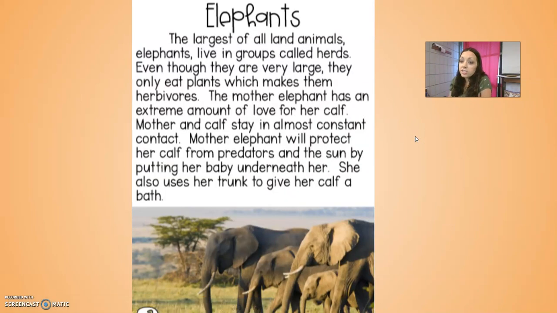Elephants. The largest of all land animals, elephants live in groups called herds. Even though they are very large, they only eat plants, which makes them herbivores. So they only are plant eaters. The mother elephant has an extreme amount of love for her calf. Mother and calf stay in almost constant contact, so they're always together. Mother elephant will protect her calf from predators and the sun by putting her baby underneath her. She also uses her trunk to give her calf a bath.